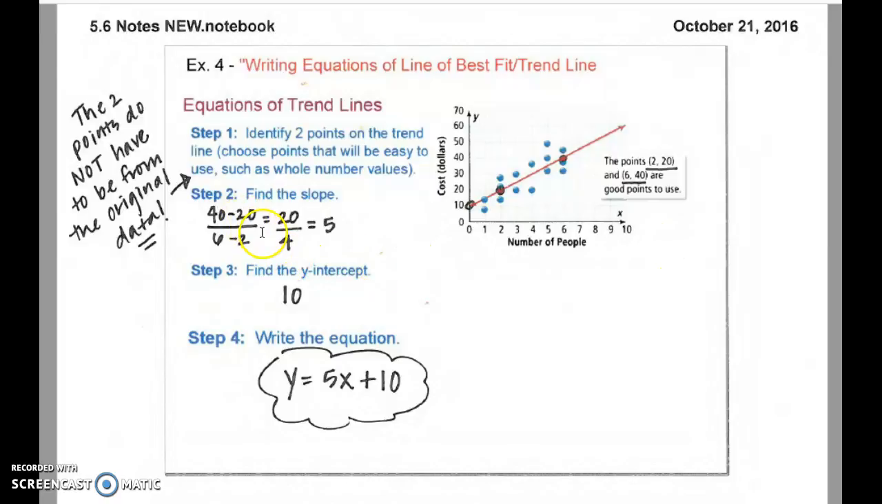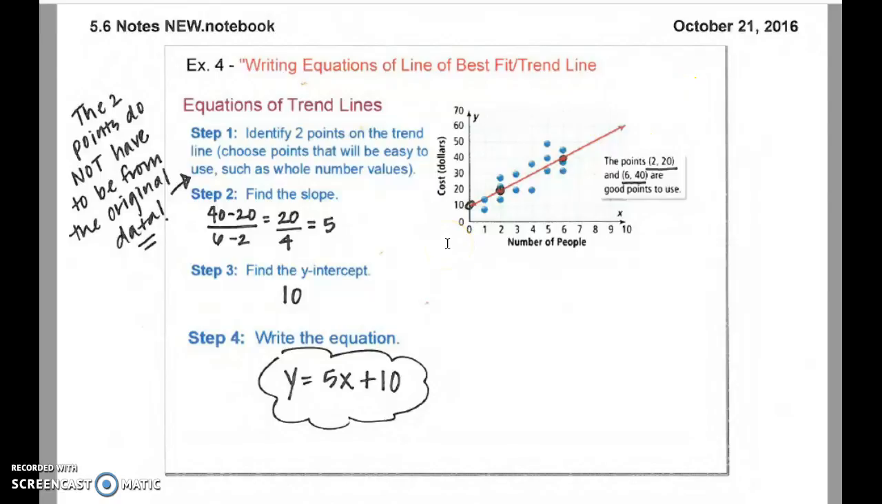So use your slope formula, y2 minus y1 over x2 minus x1, in order to find your slope. So 40 minus 20 over 6 minus 2 is 20 divided by 4, which is 5. So 5 is the slope. What else do we need? We need the y-intercept. So the y-intercept in this problem is 10. Put it all together, y equals 5x plus 10 would be the equation of this line.